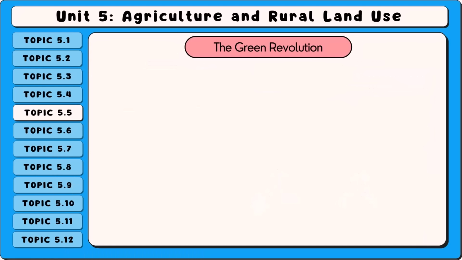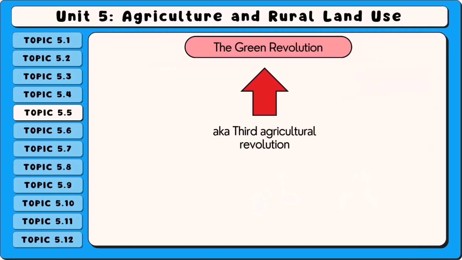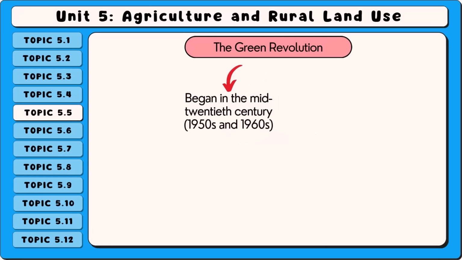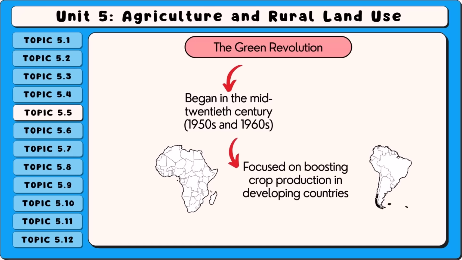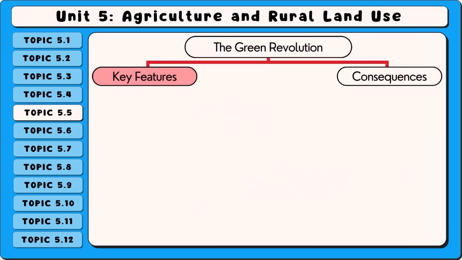In the previous lesson, we talked about the second agricultural revolution. In this lesson, we progress to the third agricultural revolution, which is better known as the Green Revolution. The Green Revolution began in the mid-20th century, especially in the 1950s and 1960s, and focused on boosting crop production in developing countries. For this lesson, we'll look at 3 key features of the Green Revolution. Then, we'll examine its consequences, both the benefits and drawbacks.